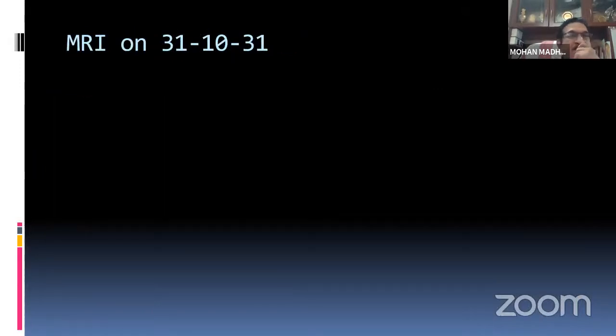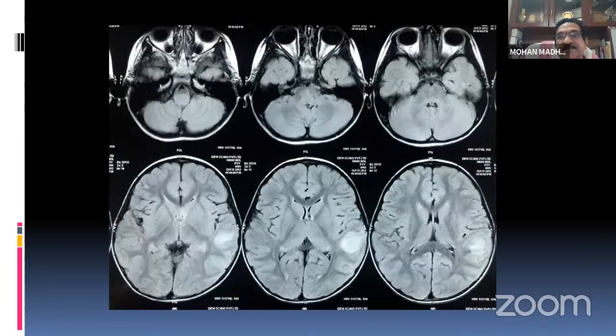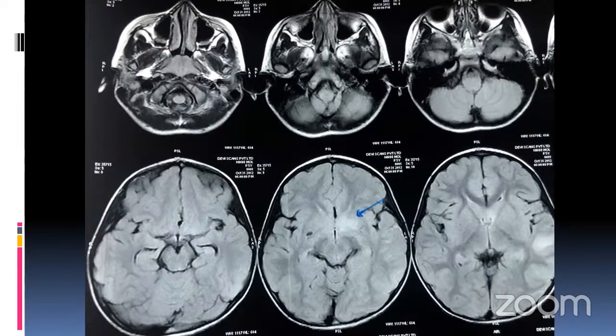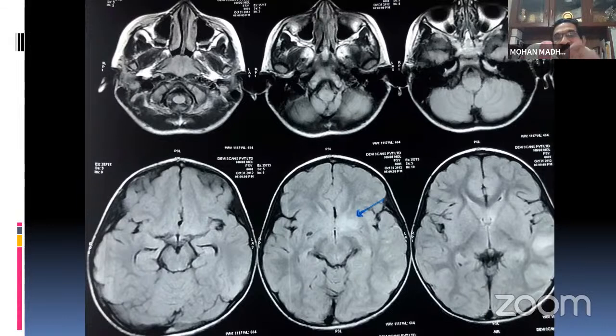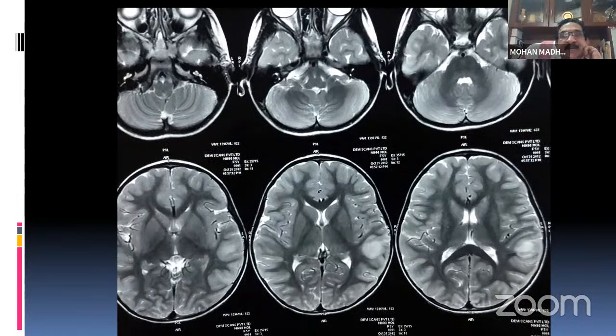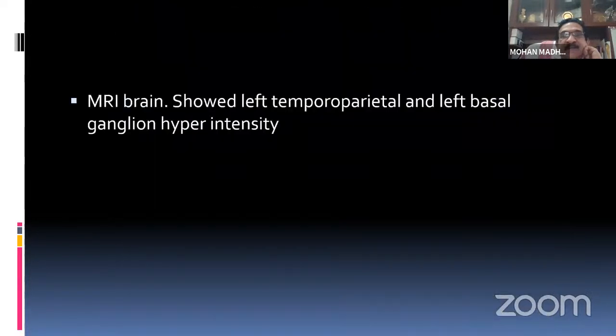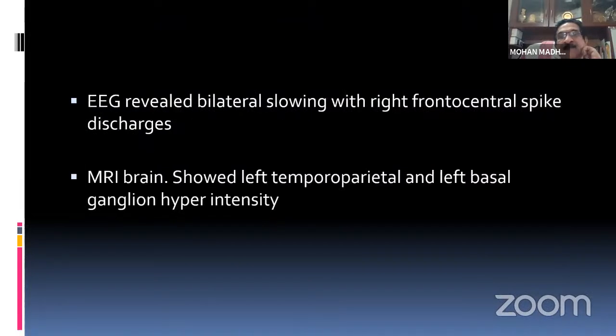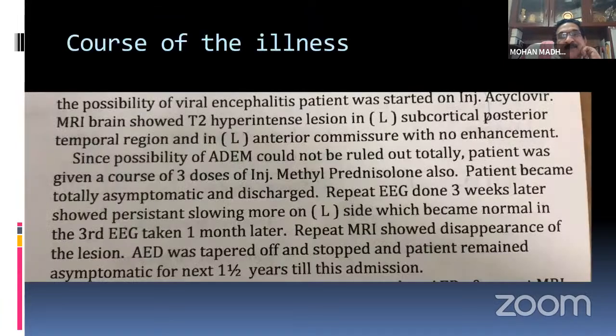The MRI showed hyperdensity in the left parietal region, the temporal parietal region. It is also seen in the anterior region near the basal ganglia, in the ventral striatal region. There was no contrast enhancement showing the hyperdensity.